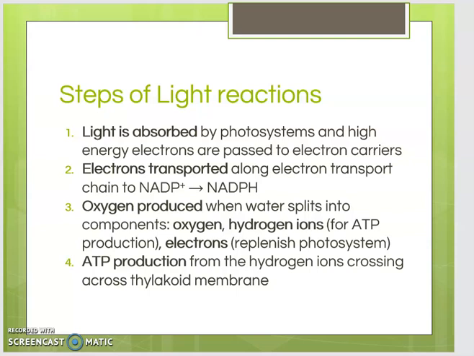ATP is a form of short-term energy that's going to then be passed on to the next step. So the products from the light reactions that are going to be used in the dark reactions are going to be ATP and NADPH.